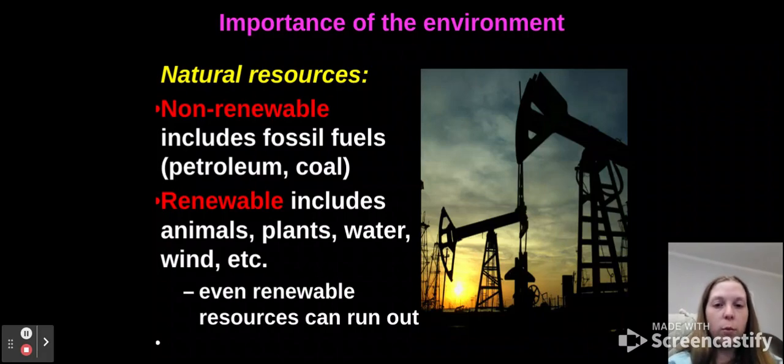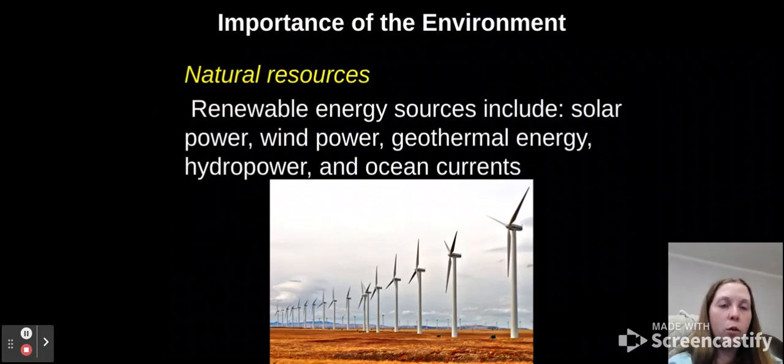So even renewable resources can run out though. So you do have to be prepared for that when you mess up the environment of those renewable resources. So renewable energy sources include solar power, wind power, geothermal energy, hydropower, and ocean currents.